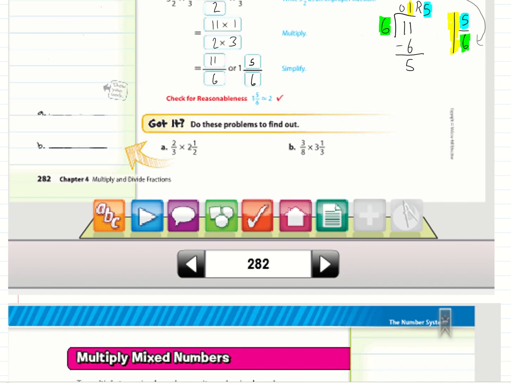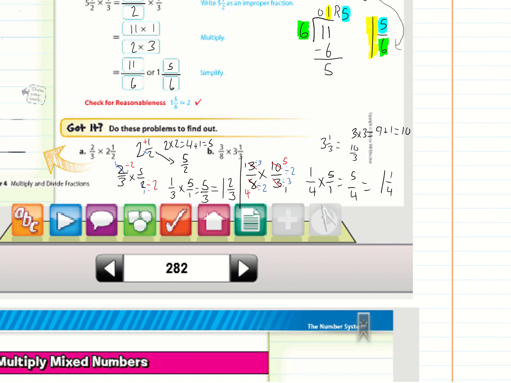So go ahead and pause the video and try to do A and B. Okay, so here are my answers. For A, we have 1 2/3. For B, we have 1 1/4. I did use the cross division method, so if you look at my work, I have 2/3 times 5 over 2. My 2's have compatible numbers, so both my 2's changed into 1's. And I got 5 over 2, that's the same as 2 1/2.